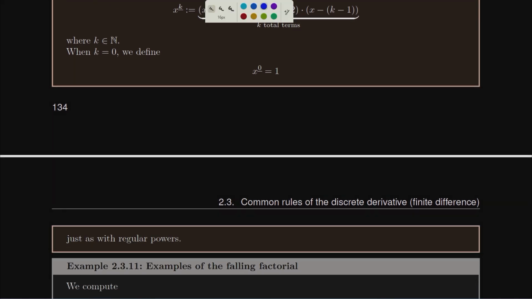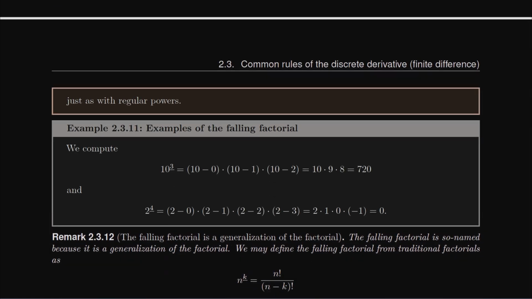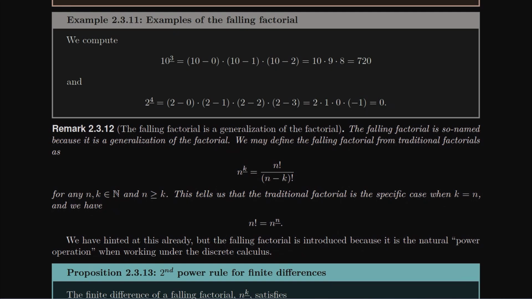And in fact, just like the factorial, when you have a 0th power, you're going to define that to be equal to 1. This is similar to the regular power where x to the 0 is also defined to be equal to 1. So here I've got some more examples of the falling factorial for actual integers. 10 falling factorial 3 really is going to be 10 minus 0 times 10 minus 1 times 10 minus 2, or 10 times 9 times 8, which happens to be 720.